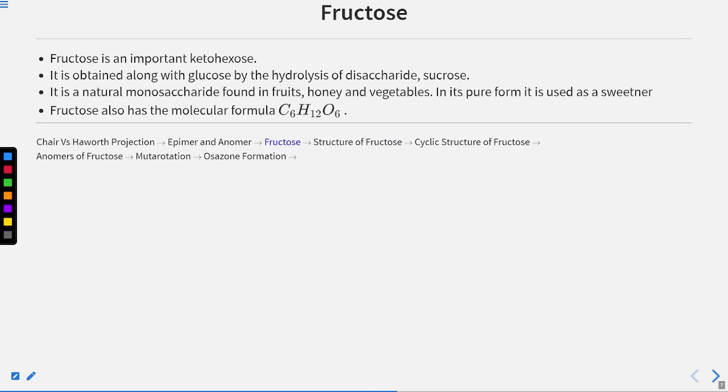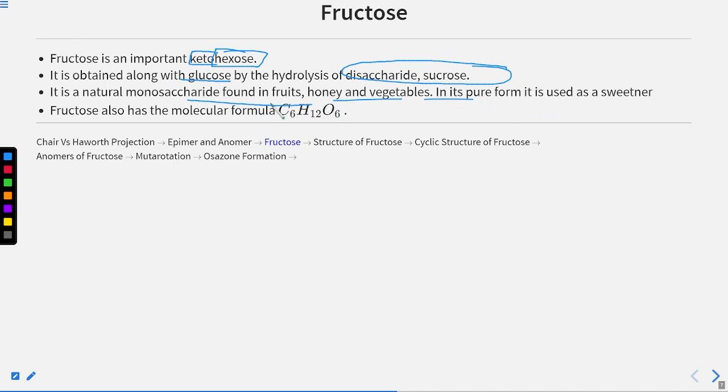Now let us start fructose. So what is fructose, first of all? Fructose is also a hexose, but a ketohexose. How is it so? We will see in the next slide, when we see the structure. How is it obtained? It is obtained along with glucose on the hydrolysis of cane sugar. So we have seen this thing: when we hydrolyze cane sugar, we get glucose and fructose. And it is a natural monosaccharide found in fruits, honey, vegetables. In its pure form, it is used as a sweetener.